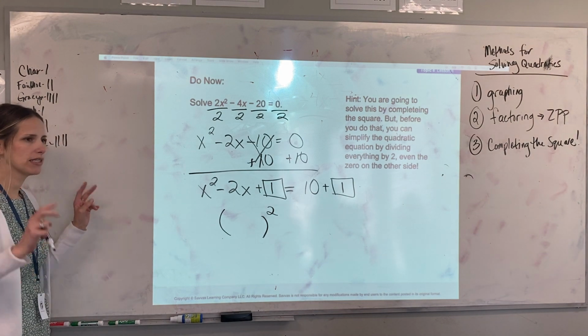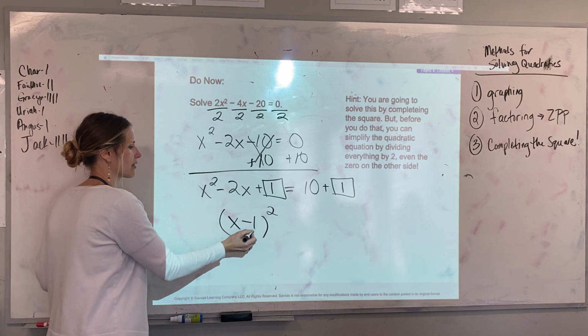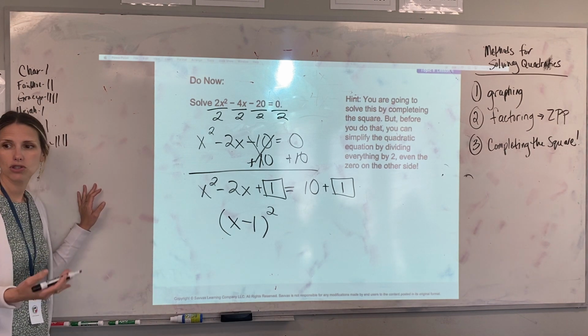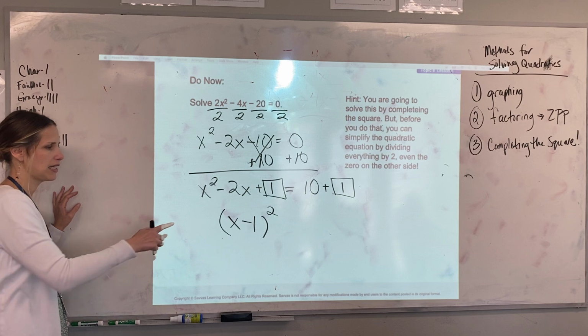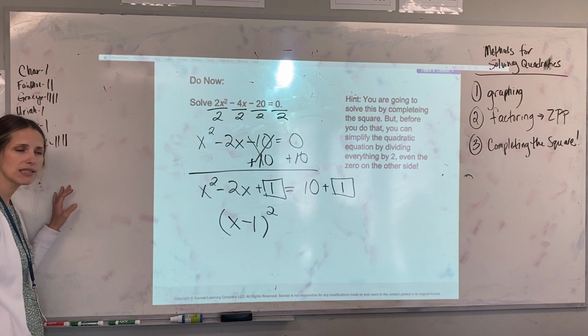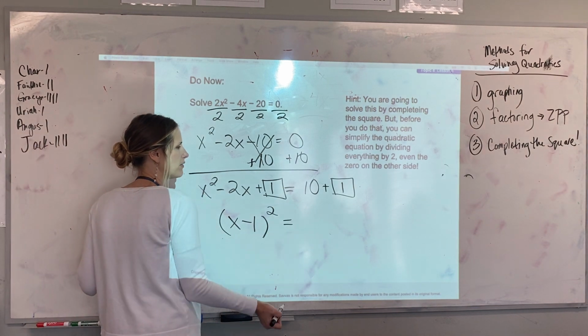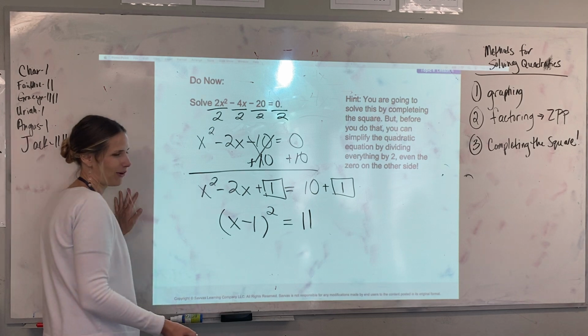So what is the factor? It's x minus 1 and then x minus 1. Exactly. x minus 1 squared, because negative 1 times negative 1 is positive 1, and negative 1 plus negative 1 is negative 2. And on the other side, we have 11, because 10 plus 1 is 11.